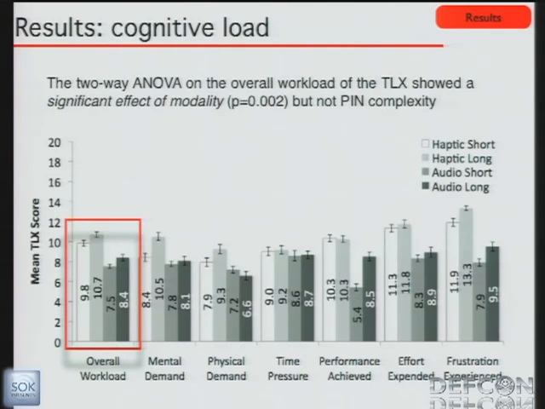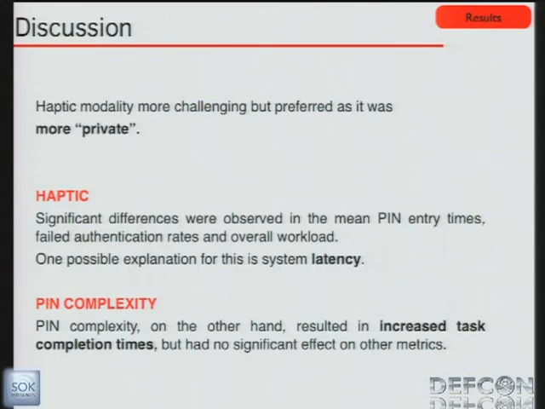The workload one was interesting. Once again, the haptic interface was more cognitively demanding than the audio, so people still had to think about it a lot. But nevertheless, in post-test questioning, people preferred the haptic modality because they felt that it was more private. They didn't have to switch to the headphones. So a couple of possible explanations there.